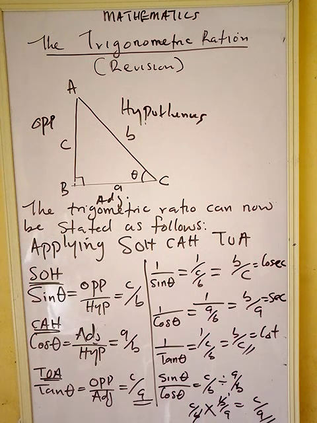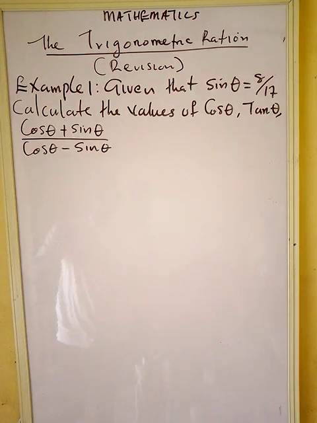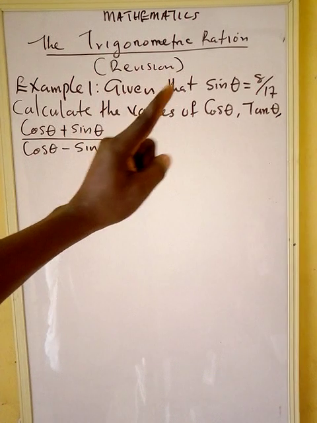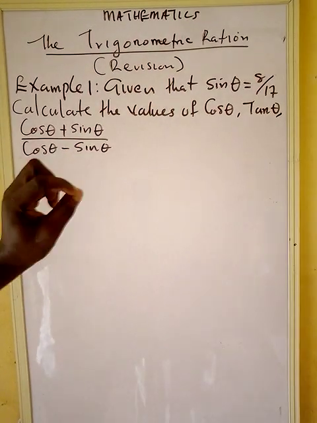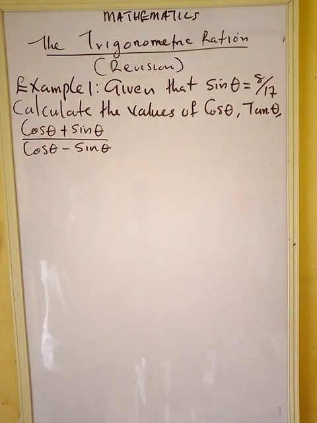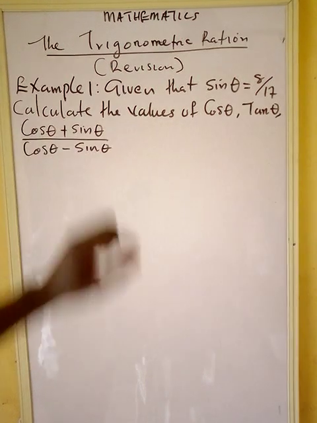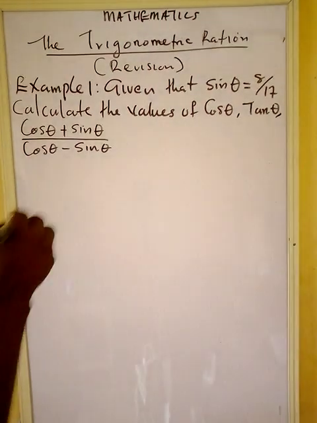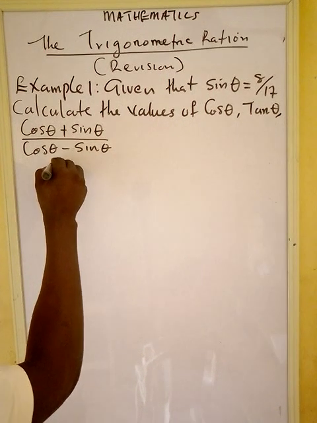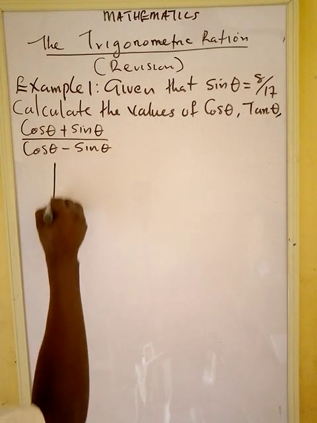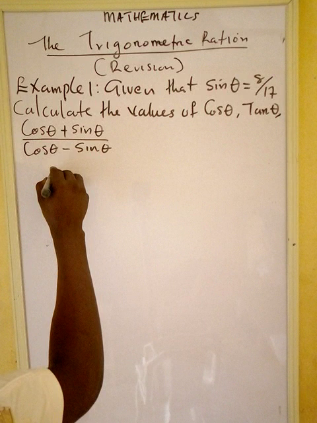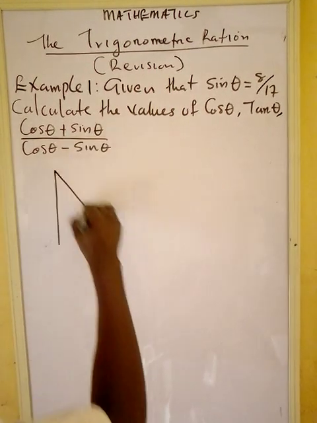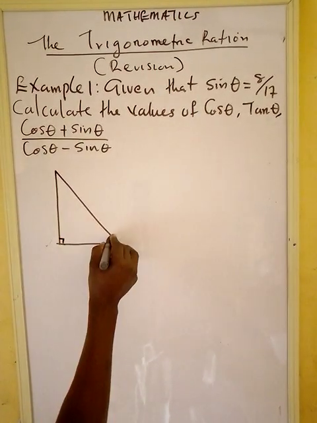So let us solve one example on this trigonometry ratio. We have a question here. Given that sin theta equals 8 over 17, calculate the values of cos theta, tan theta, and cos theta plus sin theta all over cos theta minus sin theta. So we need to draw our right angle triangle to solve this.